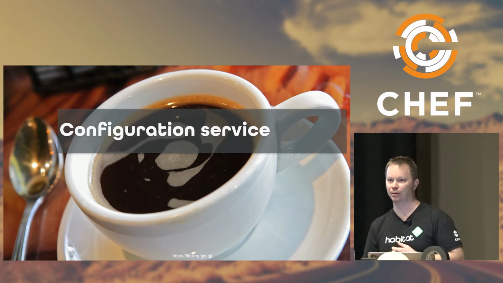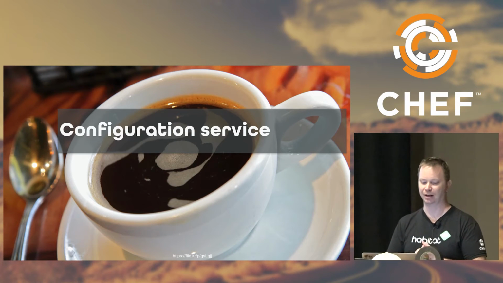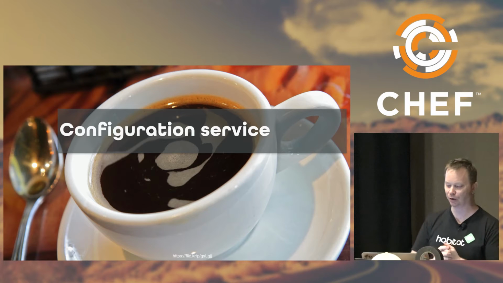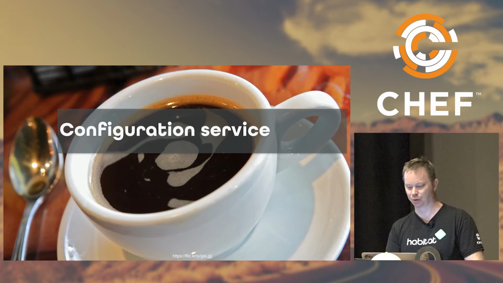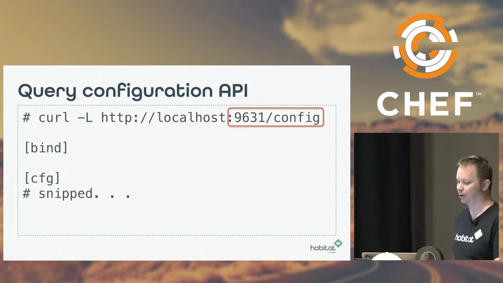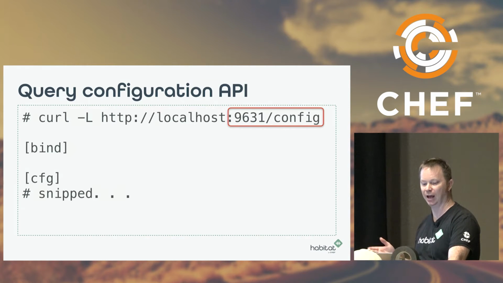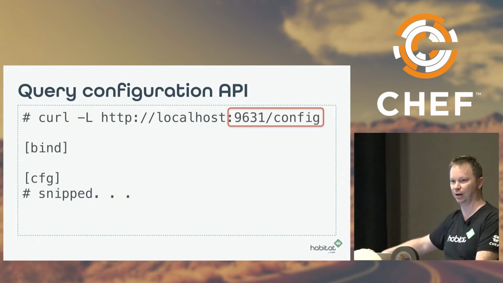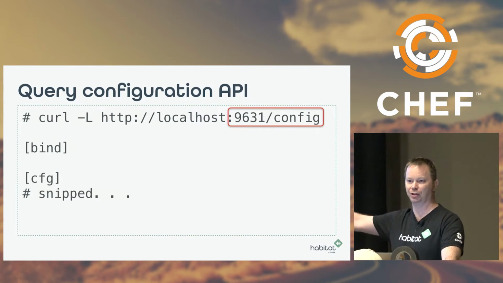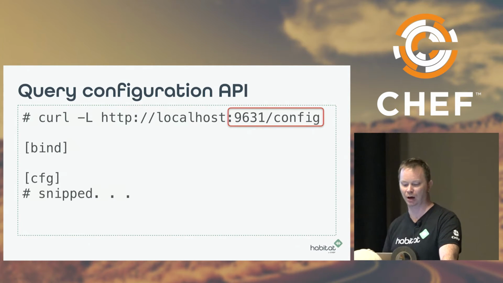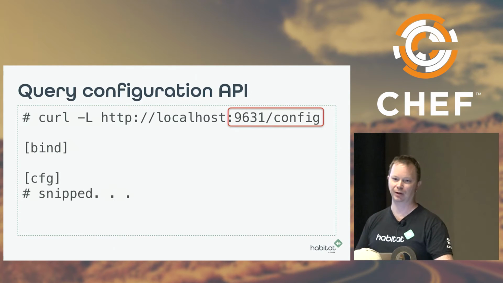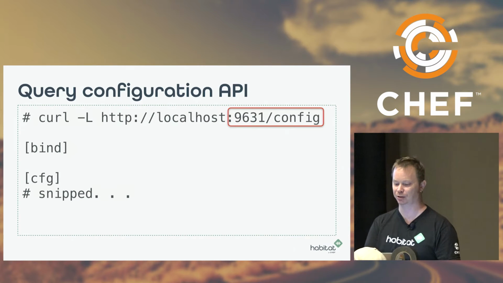The Hab supervisor also has a configuration service, so that allows us to ask questions through a RESTful API. It runs on port 9631, and we can hit /config, and it will dump out the Habitat TOML configuration about that particular service. There's a couple other endpoints that we can get to as well. These are all documented in the Habitat documentation.